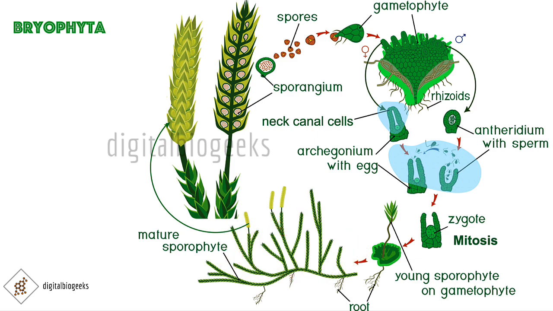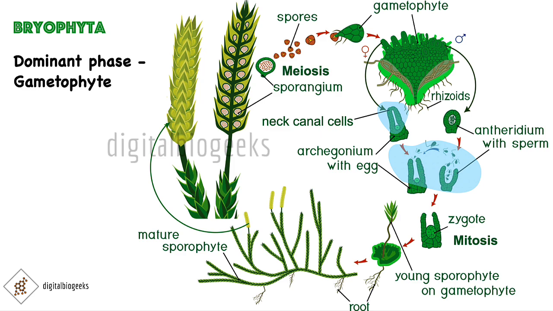These are the mature sporophytes. Later, it undergoes reduction division, that is meiosis, and produces haploid spores. These haploid spores are released into the wind, and when they fall in a wetland, they can grow into a new gametophyte. The dominant phase in the life cycle of Bryophyta is the gametophyte. The sporophyte appears for a short span of time.